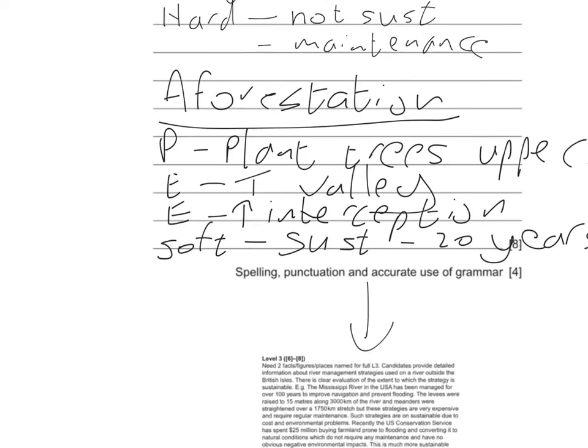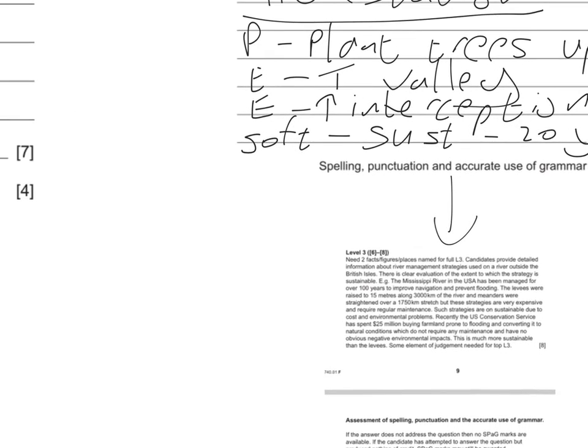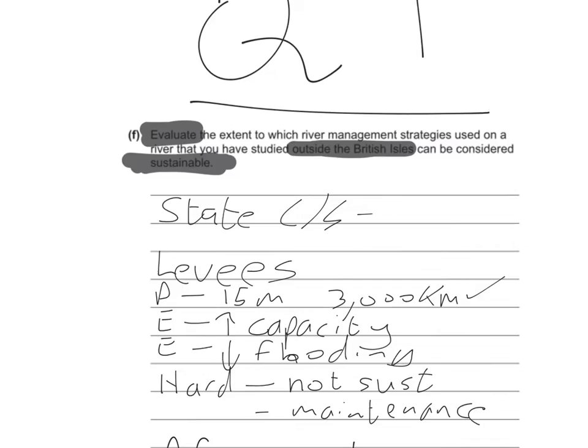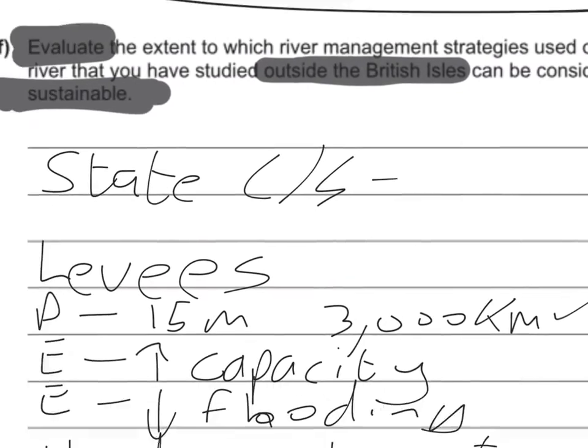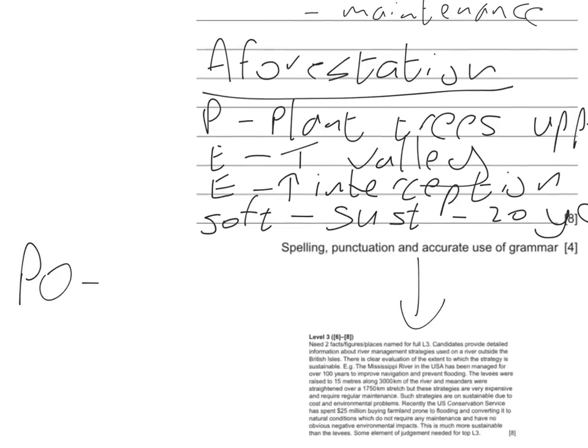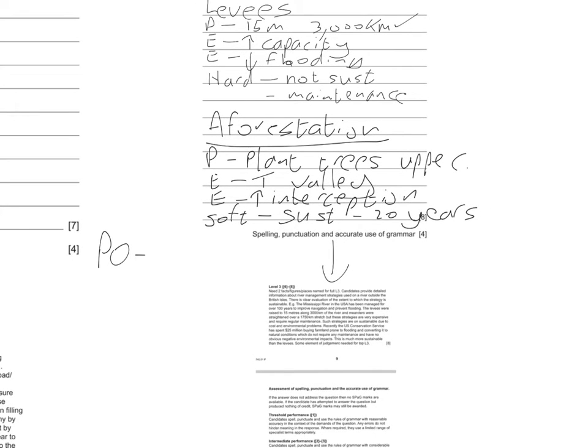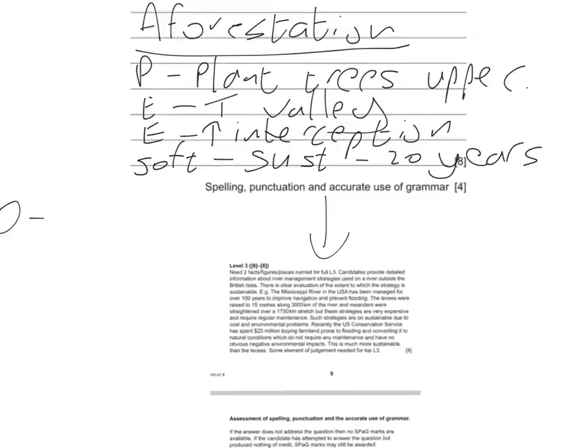At this stage, we want to see you finish off this answer with some sort of personal opinion. I'll just move it over to the side here. So, personal opinion. For me, I would probably say that, remember the question's about to what extent they can be considered sustainable. I would say something like, the soft engineering strategies are truly sustainable, but because they take such a long time to become fully effective, a combination of soft and hard engineering strategies should be used.